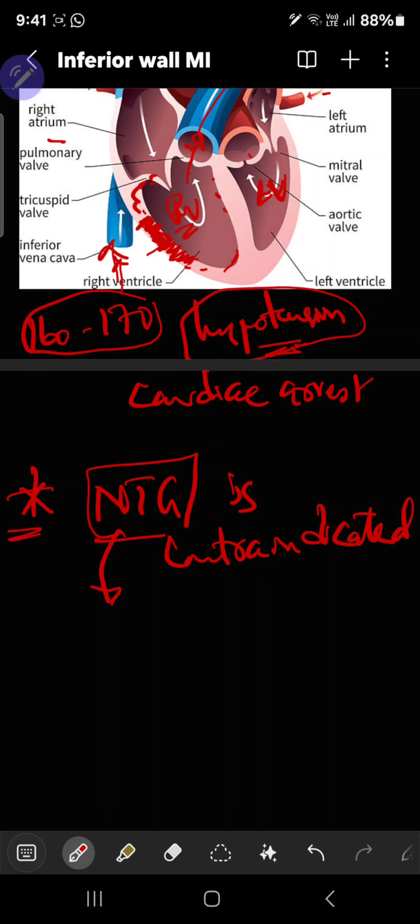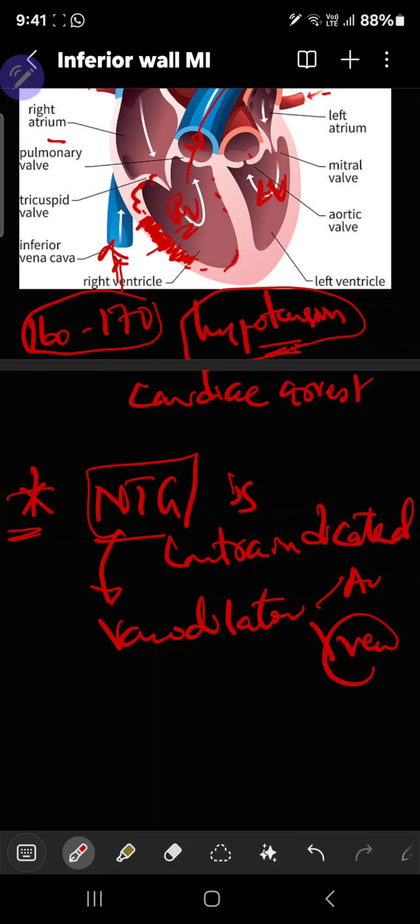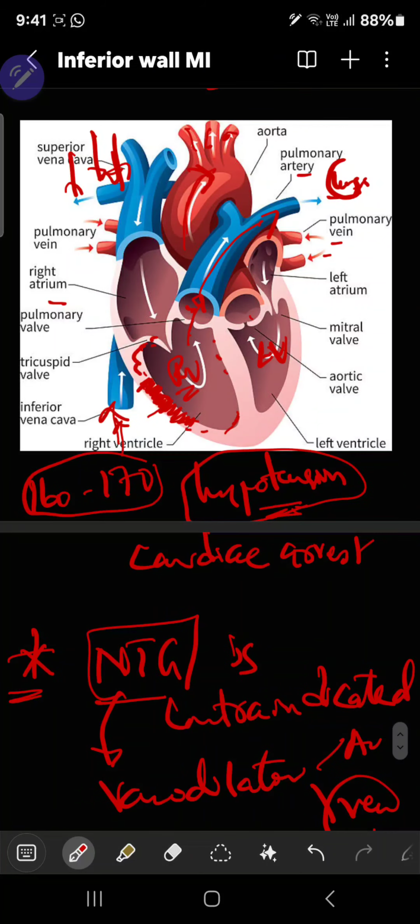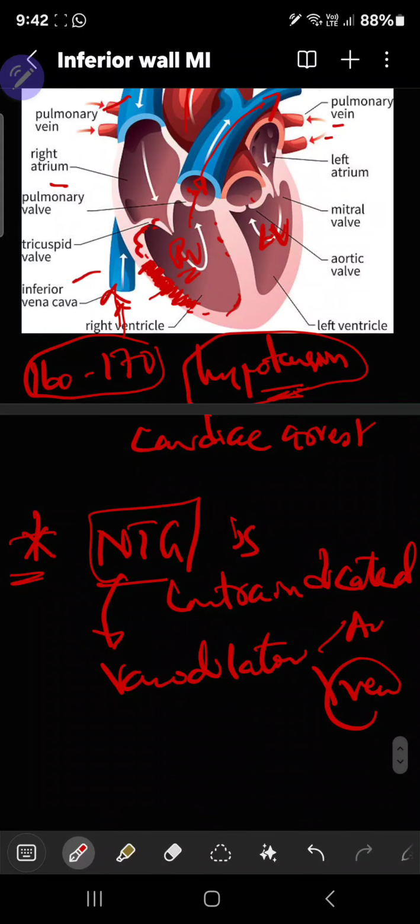So what is the action of NTG? It is a vasodilator. Vasodilator means it dilates the arteries and veins. Suppose I give NTG here, as there is no pressure, the veins will get dilated, and we are still worsening the blood return to the right side of the heart. So it further worsens the hypotension. So NTG is absolutely contraindicated in inferior wall MI.